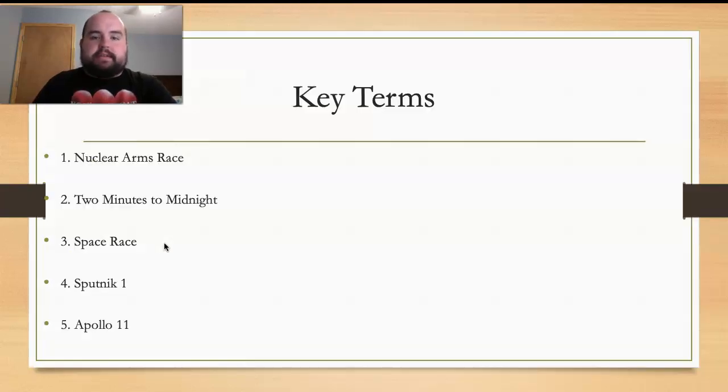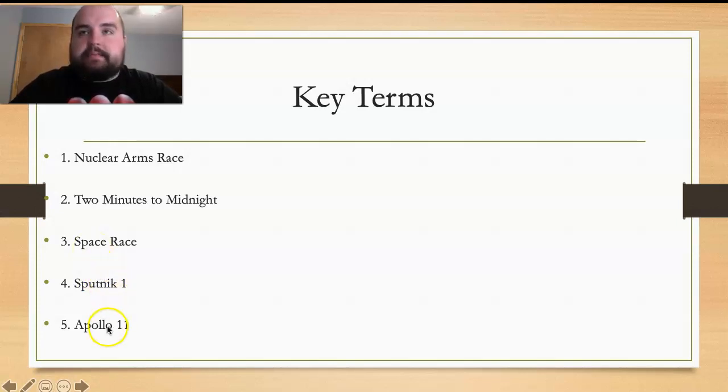But anyway, we will go into the key terms. Today, we're going to get more specific into what the nuclear arms race was. We're going to look at something called 2 minutes to midnight. We're going to look at the space race, and we'll look at Sputnik 1 and Apollo 11, two very important parts of the space race.